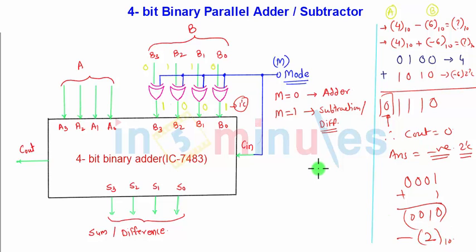So this is how the system works. For M equal to 0, it will perform the addition operation, parallel addition of 4 bits, and for M equal to 1, it will perform the subtraction.